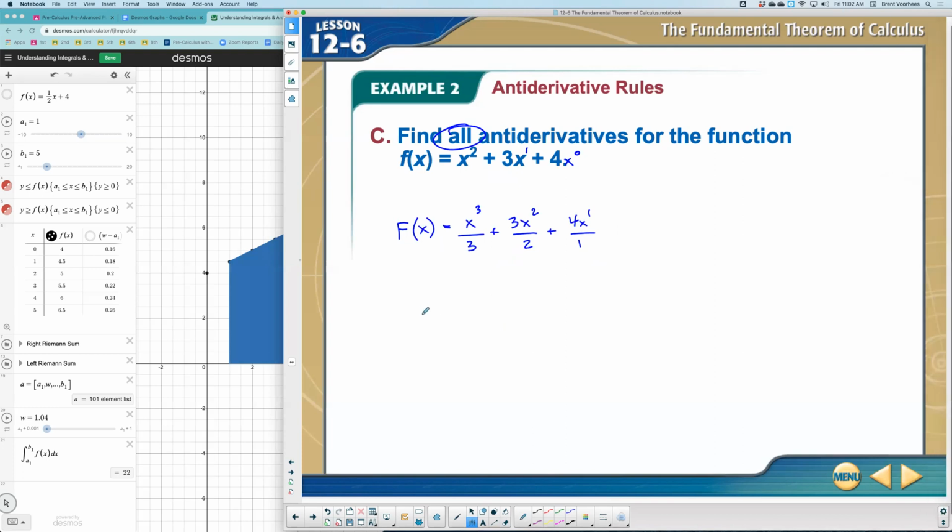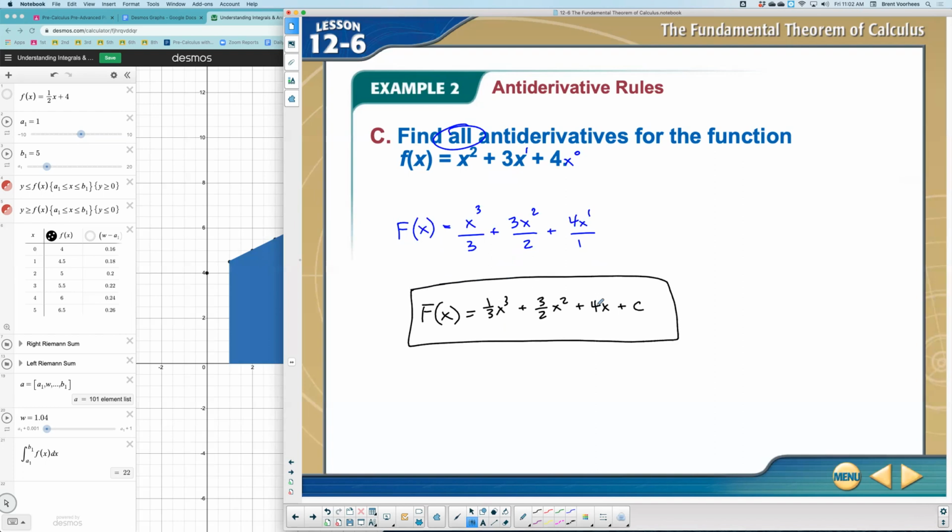And so when I write my answer, I'll write it as 1/3 x cubed plus 3/2 x squared plus 4x plus c, some constant. That would represent all antiderivatives. If you just needed an antiderivative, you would plug in a number there. You could do like 0, which means you could erase it, 1, 2, 3, whatever number you wanted. But to find all, you need to represent it with the plus c. It could be any constant at the end. This would be my antiderivative.